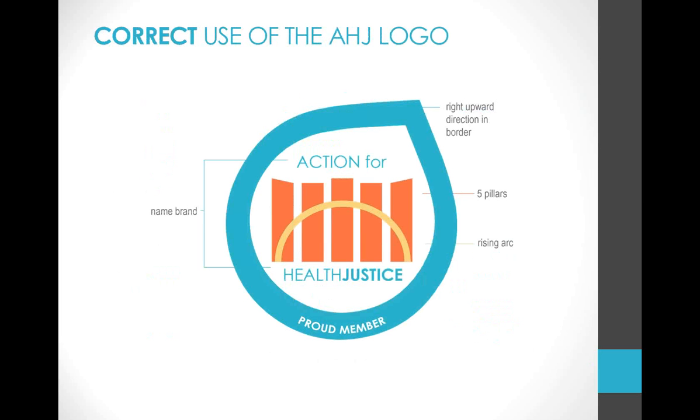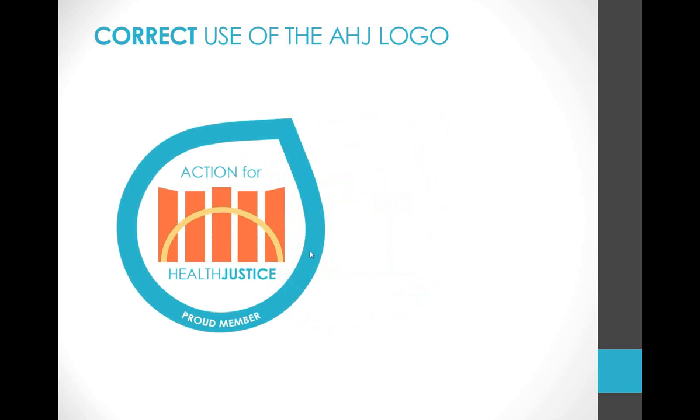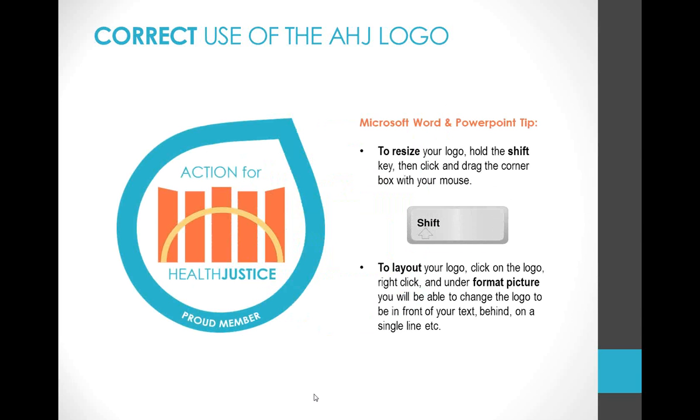Here, the proper use of the logo is to make sure that there's this right upward direction around the border. These 5 pillars, which represent what Action for Health Justice means, are actually our 5 goals. The rising arc is in yellow. Then there's the name of the brand, Action for Health Justice, and right here on the bottom, which is very important, it says Proud Member. This is the logo that you all will be using when you create documents or want to co-brand with your branding documents that you already have. Again, this is the proper use of it.